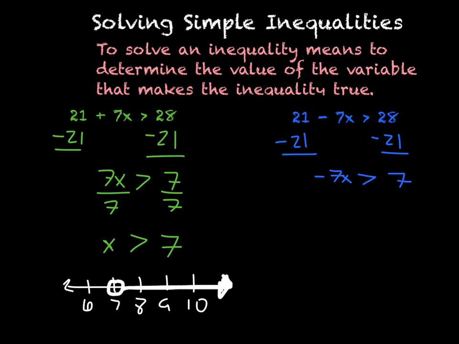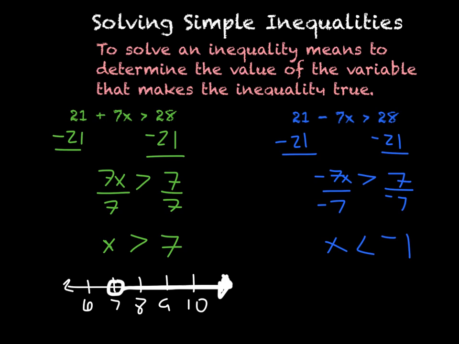Now I have negative 7x is greater than 7, so I'm going to divide by negative 7 on both sides. Let's bring down our x. Since we divided by a negative number, our inequality sign is actually going to flip. So it does not stay as greater than, it turns to less than. And then we would write negative 1. Negative 7 divided by negative 7 becomes negative 1.